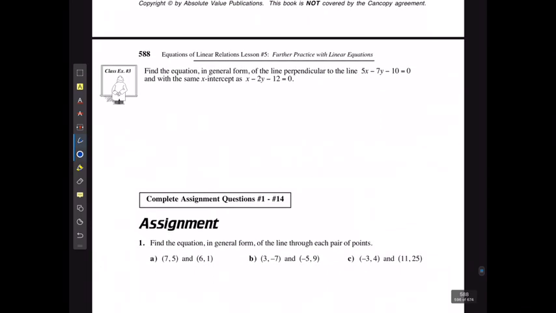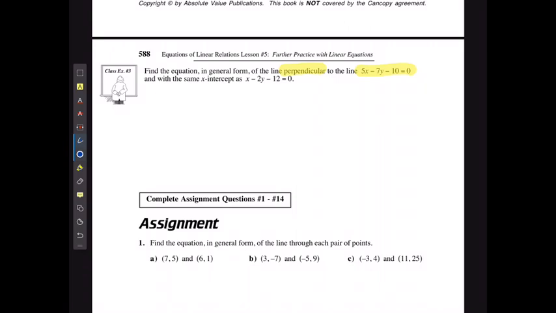Okay, for the last example, it says, find the equation in general form again of a line that is perpendicular to this line and with the same x-intercept as this line. Well, let's do these things one at a time. So I'm going to start by dealing with the perpendicular to this line. And I'm going to state that for the perpendicular to that line, I'm trying to find the slope and take the negative reciprocal of it.